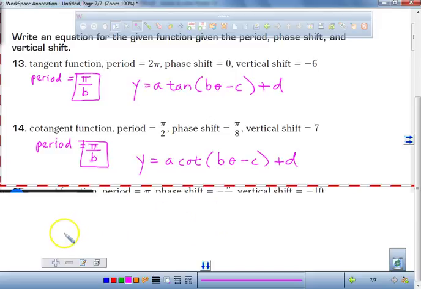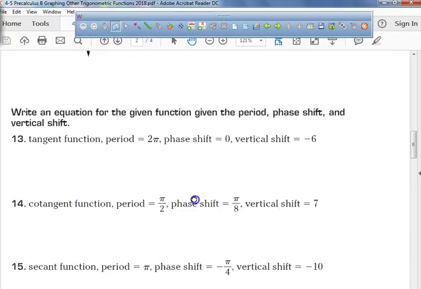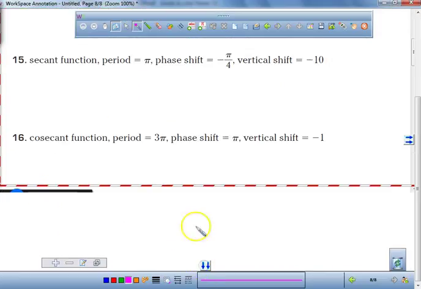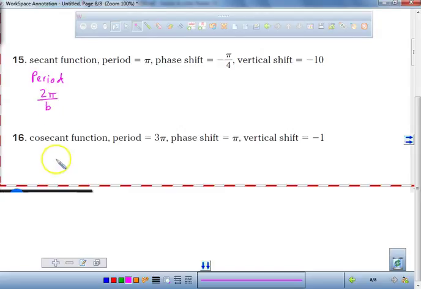On 15 and 16, it's going to look a little different. I can go back if I need to. Right here for 15 and 16, when you're dealing with cosecant and secant, I want you to understand your period will still be 2 pi over b for both of these. So 2 pi over b will still be how you deal with your period in finding your value for b. What you've been doing with sine and cosine, same thing for secant and cosecant.